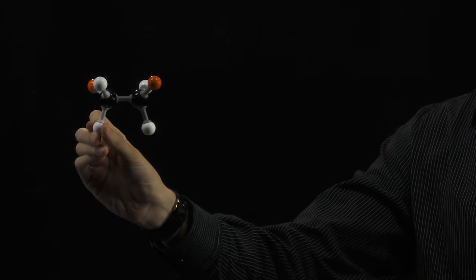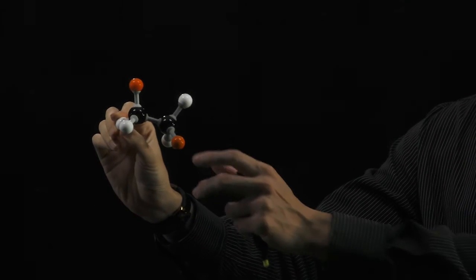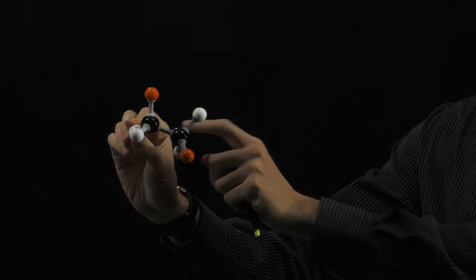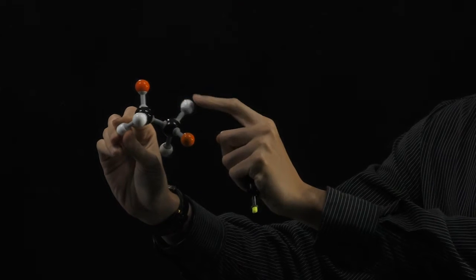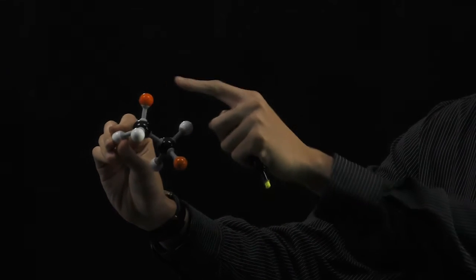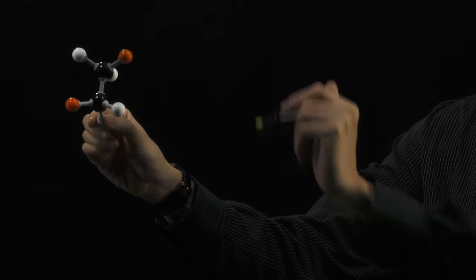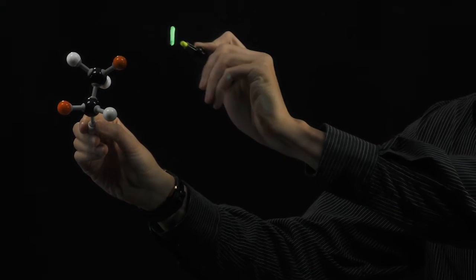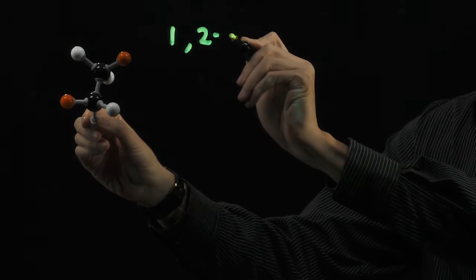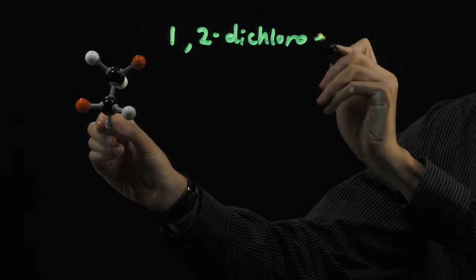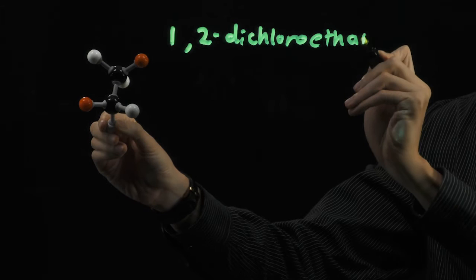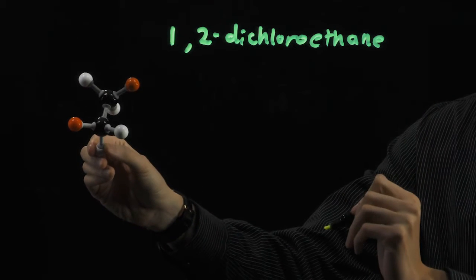Hey guys, so here you see this molecule. If I take a look here, what you see is two carbons, the one in black, hydrogen in white, and the chlorine in orange. So this is actually 1,2-dichloroethane. And today you'll be learning from me how to draw the Newman projection.